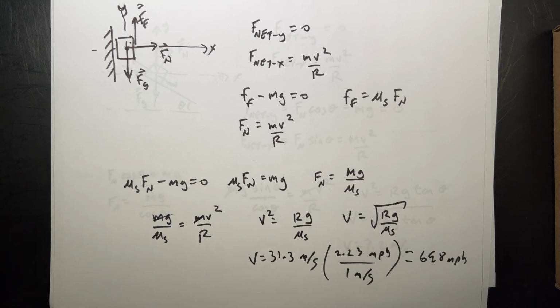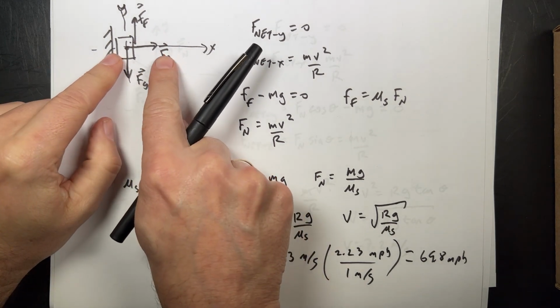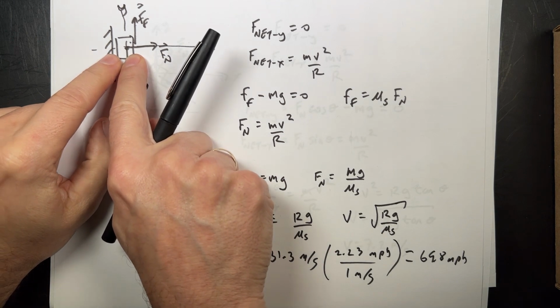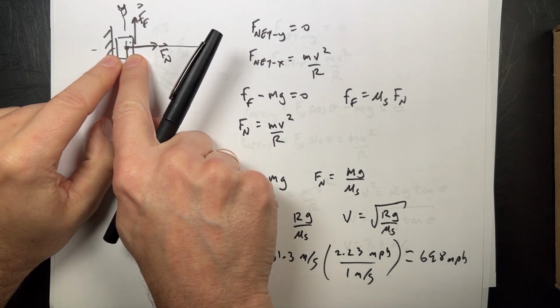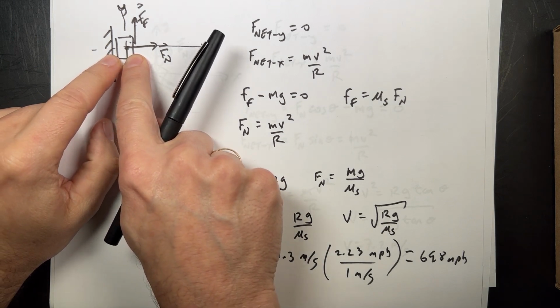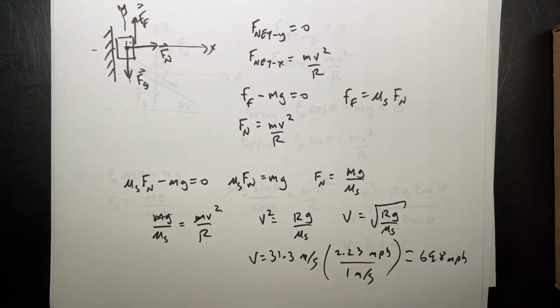Now, there's some other weird things for the circle of death, the wall of death. It's a real thing. But in particular, if you have a really small radius, then you have to take into account where is the center of mass and where is the center of acceleration. But let's not talk about that. Okay, so those are your three tracks. Flat, banked, and the wall of death.